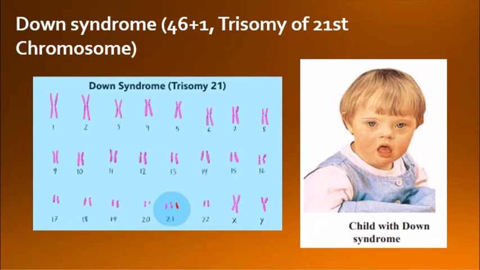Other symptoms can also include short height, mostly a chubby face, a flat nose, scanty hair, and a single horizontal palm crease. Usually their life expectancy is between 16 to 20 years, and Down syndrome people do not survive more than 20 years.